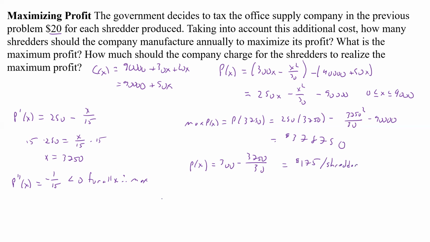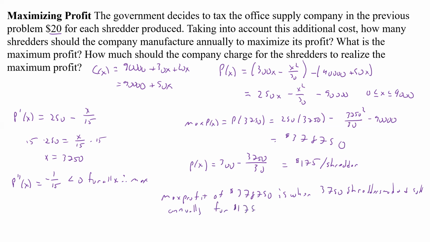So in this case, our max profit of 378,750 is when 3750 shredders are made and sold annually for $175 per shredder. Okay, so that will give us our value there.